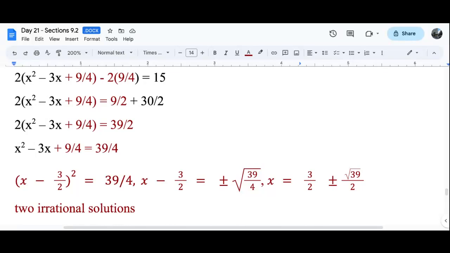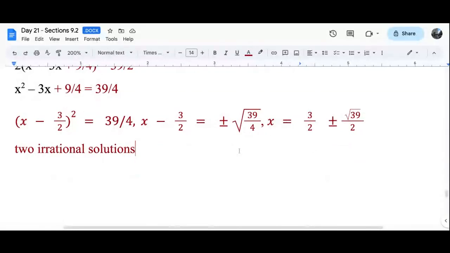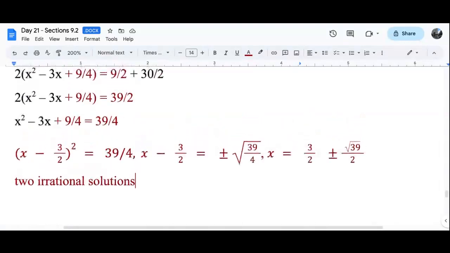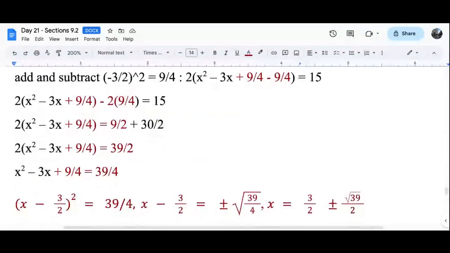This one, we don't get the middle term as an even number. There's no factor for the middle term. So we get a fraction. And we call these irrational solutions because the square root of 39 is an irrational number. Anyone has any questions for this?